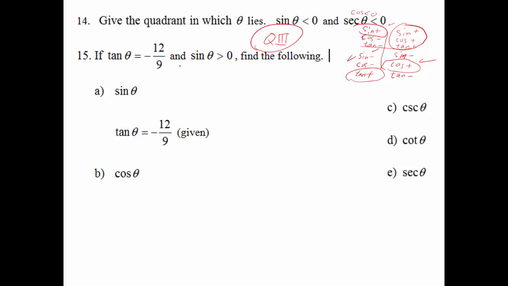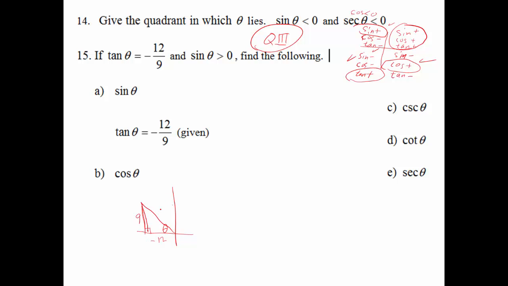Number 15, tangent is negative, so that would be in quadrants 2 and 4, but sine's positive, which is in quadrant 2, so we're going to draw number 15 in quadrant 2, coming out this way. And then we're going to put the 12. The 12 is going to be this one here, and the 9 is going up. The 12 is going to the left. That's why the 12 gets the negative.